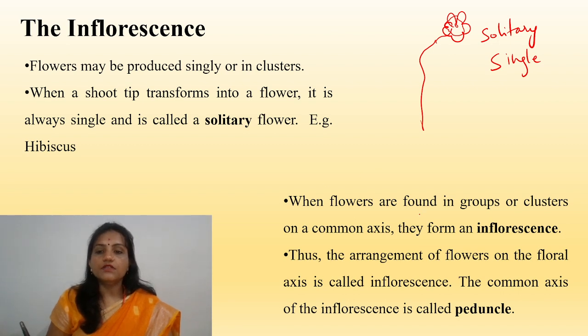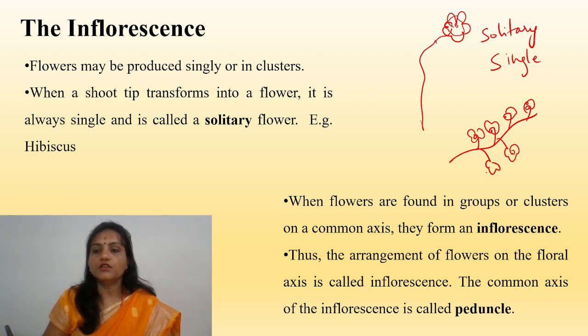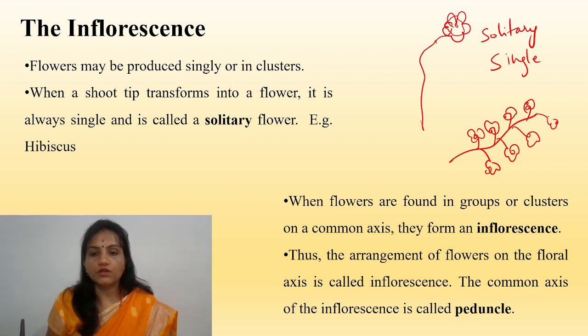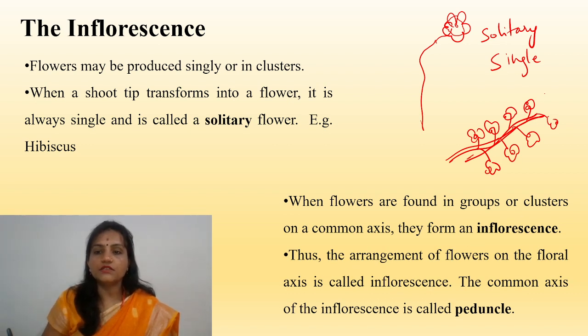When flowers are found in groups, in some you see there are groups of flowers forming on a common axis. Such floral arrangement is called inflorescence. When flowers are found in groups or clusters on a common axis, so this is the common axis, they form inflorescence. Thus the arrangement of flowers on the floral axis is called inflorescence. The common axis is called the peduncle.